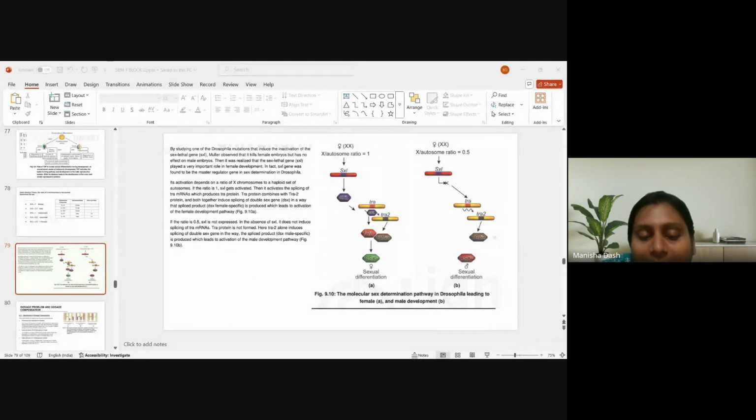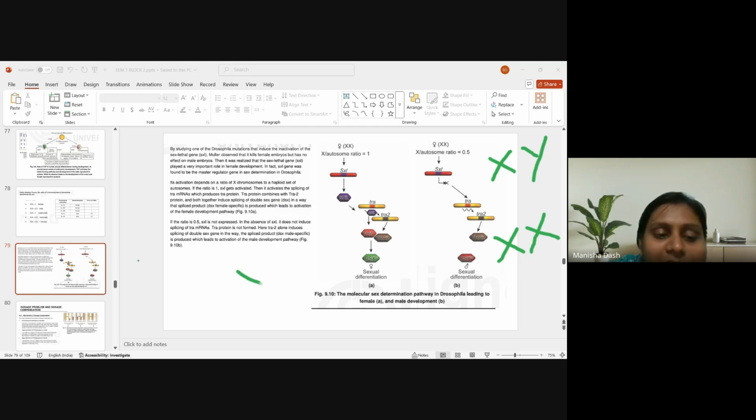In a normal female, there will be two X chromosomes, but in males there will be only one X chromosome and one Y chromosome. So here you can see the difference: the number of X is twice in the female than in the male. Accordingly, the X by A ratio will be determined. In the female, this will be 2 by 2, that is 1.